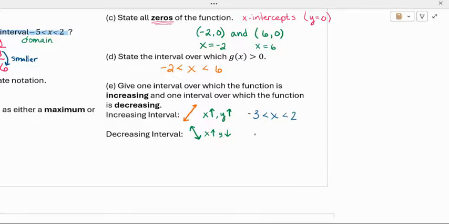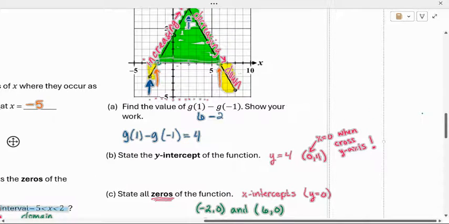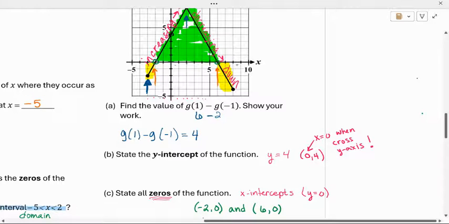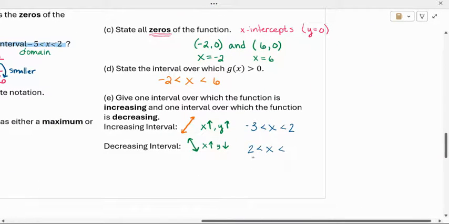When x is 2, that's a turning point, so I know that it's going to change direction. I know that my next interval is going to start with 2. So 2 is less than x is less than... where does the graph stop? What is the x value where the graph stops? Well, the graph stops right here. That's positive 8. There you go. So it's decreasing from the interval 2 is less than x is less than 8.